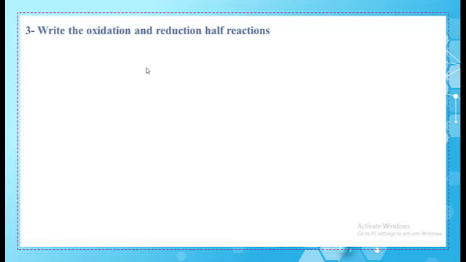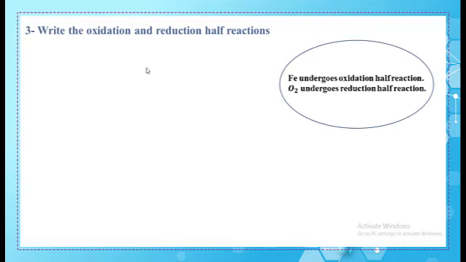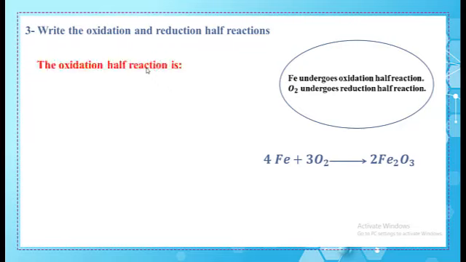Number 3, write the oxidation and reduction half reactions. These are the given. First, the oxidation half reaction. Here we know that Fe is a ferric ion and not ferrous, because it's a 3 plus. Why? Because the subscript of O is a 3. So here Fe was Fe3 plus. So Fe gives Fe3 plus plus 3 electrons.